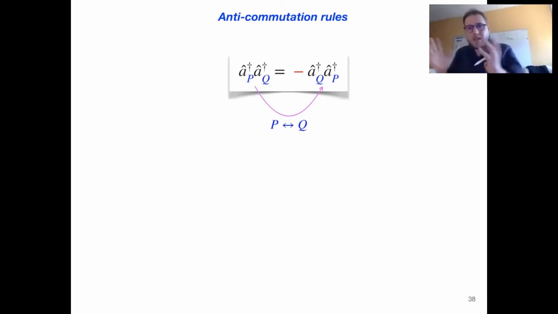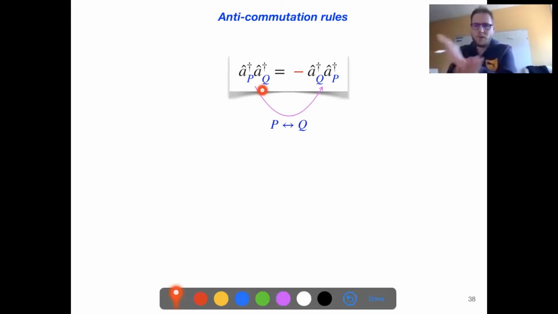So for example, a simple question is, if you have two creation operators, you may wonder, does the order matter? When I multiply two creation operators, does it matter if I write, for example, a_P dagger a_Q dagger, or if I swap them, a_Q dagger a_P dagger? The first rule is, yes, it matters, because every time you swap the two creation operators, a minus sign should appear. So if you change the labels P and Q, this minus sign should occur.